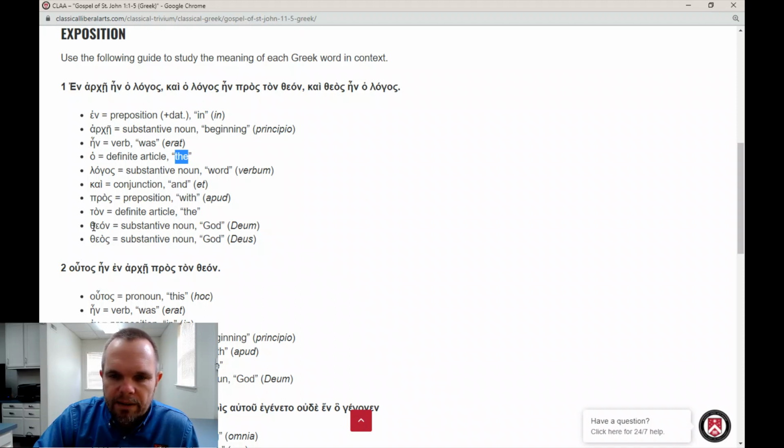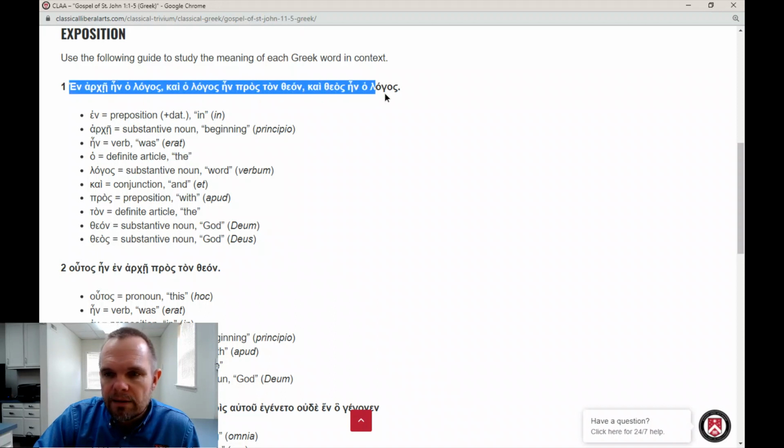So we see in theon and theos two different forms of the same Greek noun, just as we see two different forms of the noun in Latin. Okay, so you've got a word-by-word exposition of the text, and now you can simply take that exposition, go back and translate this first line.